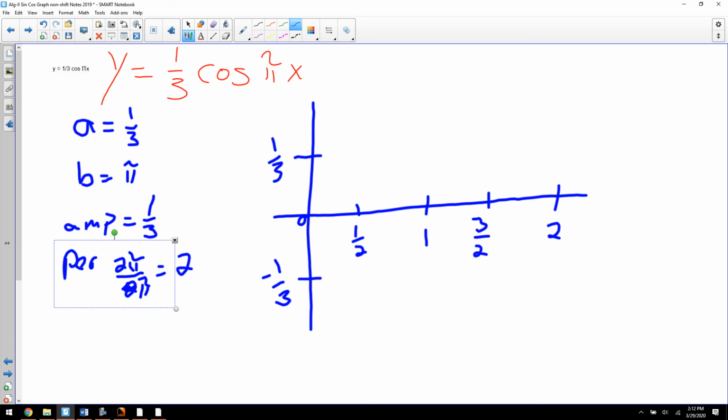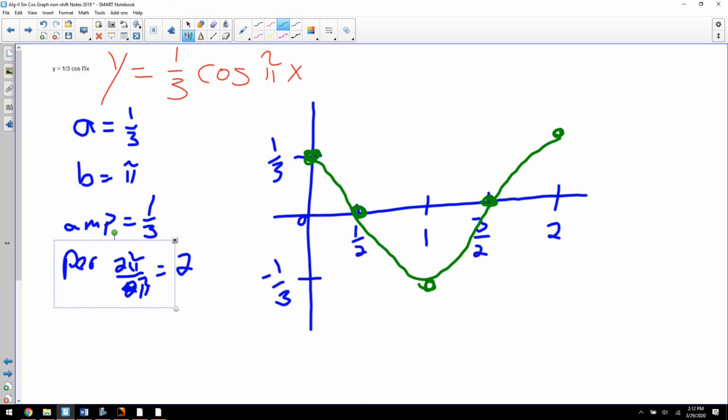It's weird not putting a pi in there, but remember, cosine starts at your a value. A value is positive, so it starts at 1/3. We'll use green this time. Goes to 0, opposite of a, back to 0, and back to a. And there's your cosine graph.